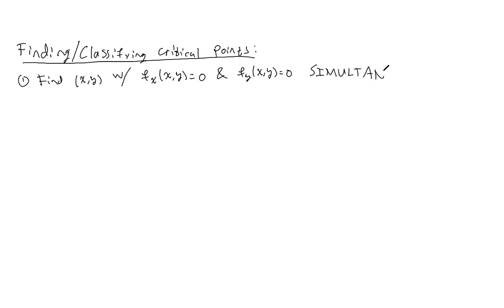And this might seem obvious, but you have to make sure that those are equal to 0 simultaneously. It's not going to work if you say, okay, here's some x and y that make f_x equal 0, and here's another x and y that make f_y equal to 0. No, they have to be 0 at the same time for the same values of x and y. And the second step is to classify with what's called the second derivative test.